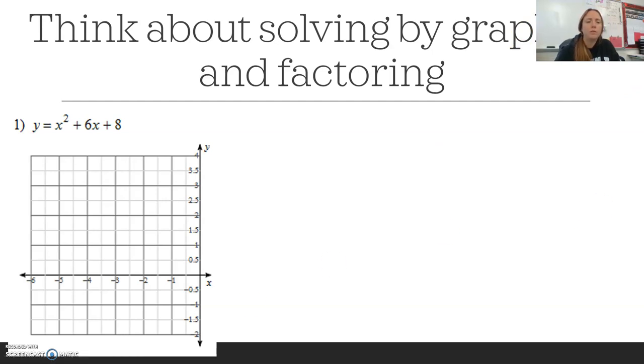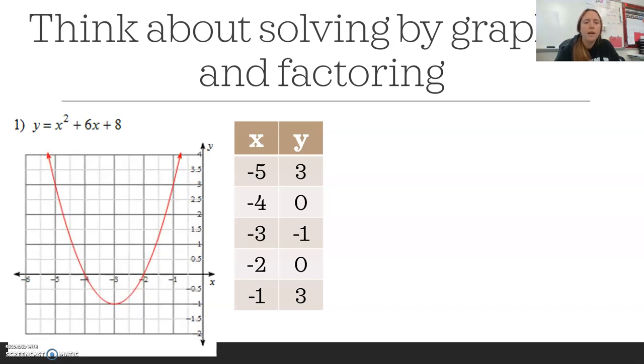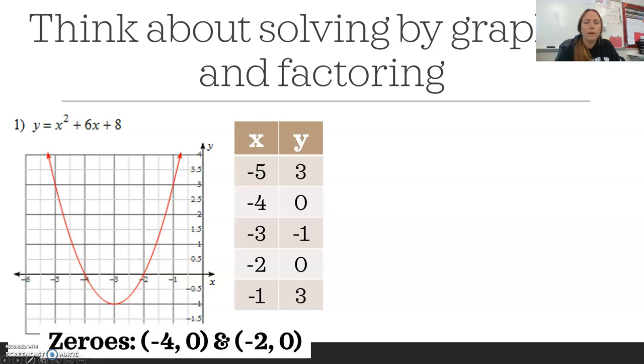So if I were to graph x squared plus 6x plus 8, you've learned this in the last couple lessons. We would create a table of values starting with your vertex, count up, count down, and we would get this graph here. Now to identify the solutions, we look to where it is crossing the x-axis. So it's crossing here at -4 and here at -2. So the two solutions would be -4 and -2.